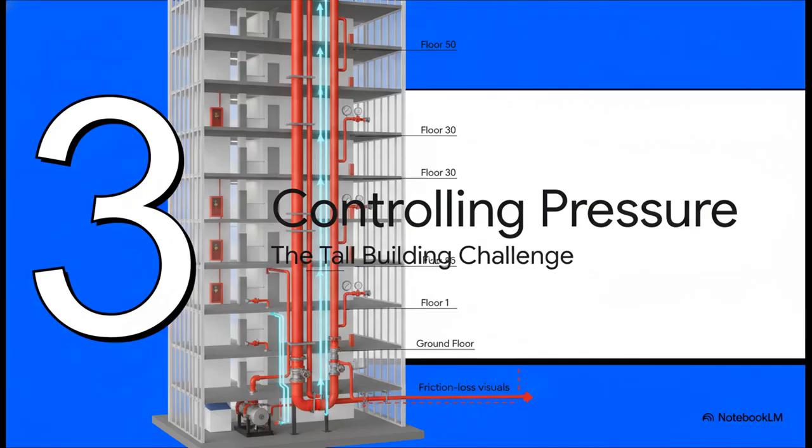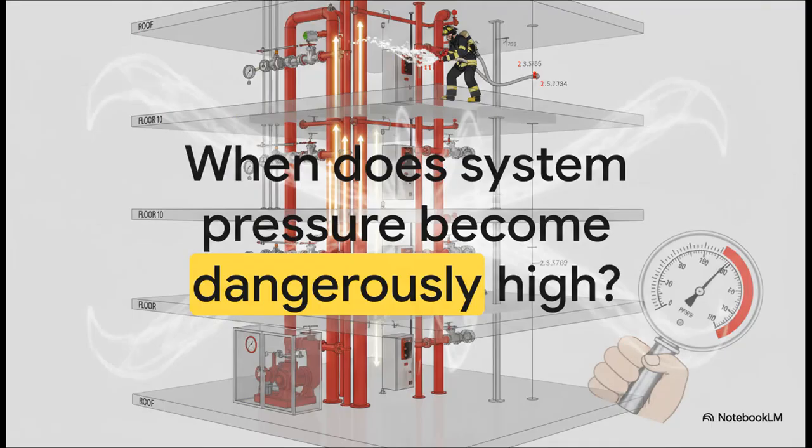Okay, so we know we need 100 PSI at the top, but this brings us to a huge engineering challenge, especially when you're talking about high-rise buildings. See, to get that pressure all the way to the top floor, the pressure at the bottom floors can become absolutely enormous, just from the sheer weight of all that water sitting above it. So that raises a really important question. How high is too high?